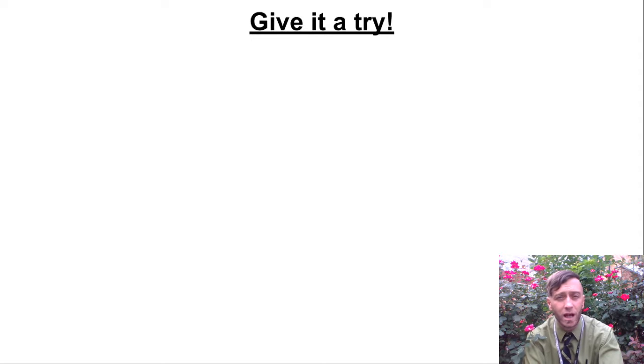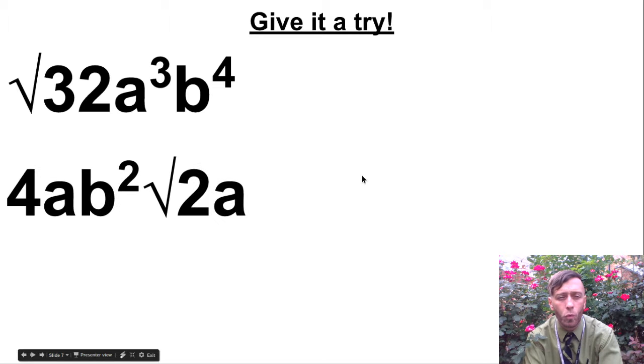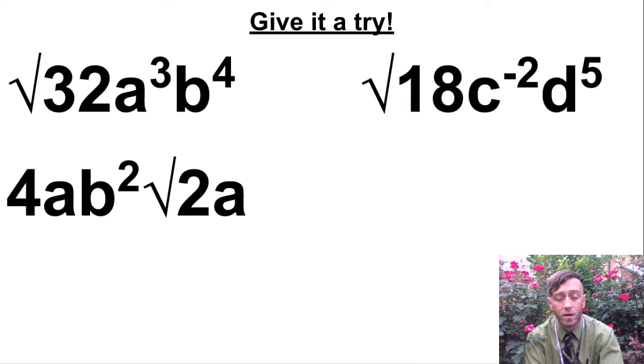Here, you give it a try. This is where you pause the video. Square root of 32a cubed b to the fourth. Give it a moment. Pause the video. And here's your answer. You should have gotten 4ab squared times square root of 2a. Here's another one. Square root of 18c to the negative 2d to the fifth. Pause your video. Should have gotten 3c to the negative 1d squared times square root of 2d.